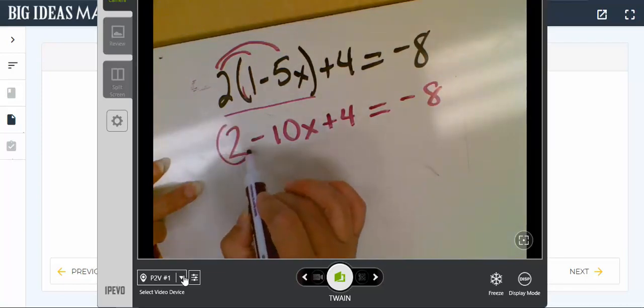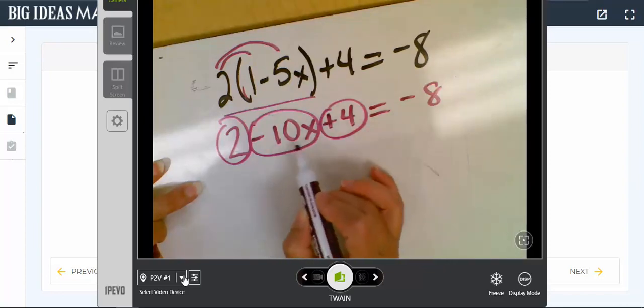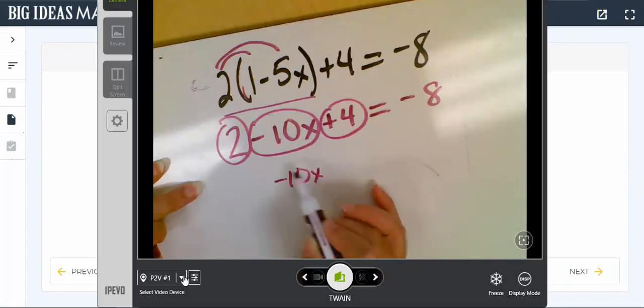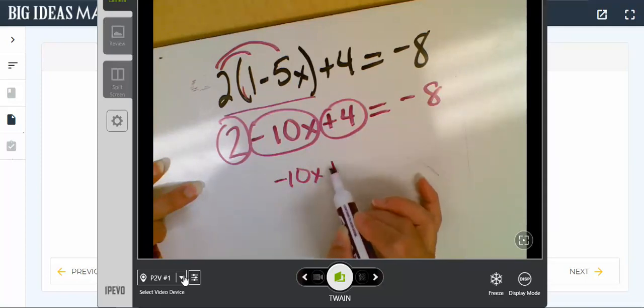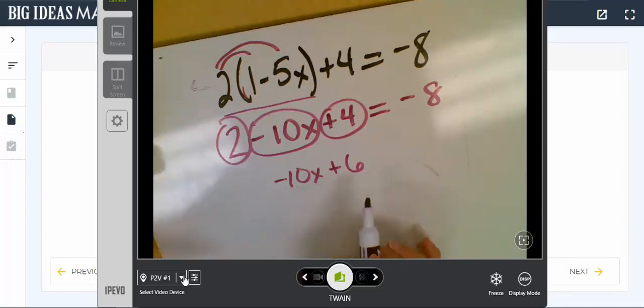So if I circle these up, I will see that I have only one x. So that's my negative 10x is going to stay there. But I've got 2 plus 4 is going to be 6. So I'm going to have plus 6. Now you could have had 6 minus 10x, or you can have negative 10x plus 6. You can write it either way.